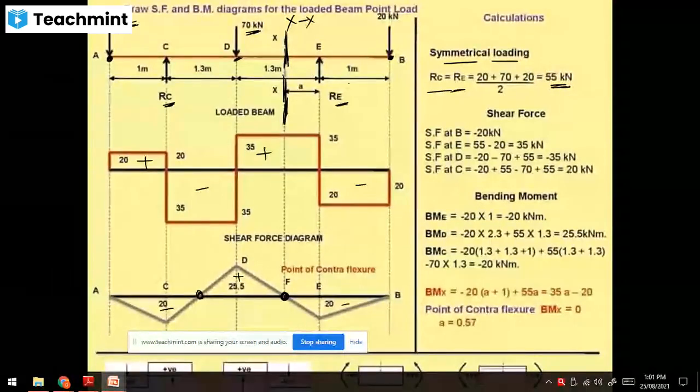RC plus RE is equal to 110. Then taking the moment about any point, you get the value of any one reaction. So RC and RE is equal to 55. Now shear force. Now we will take the right side, then we will take the left side portion. So shear force at point B. It is downward negative, upward positive, towards the right of the section.